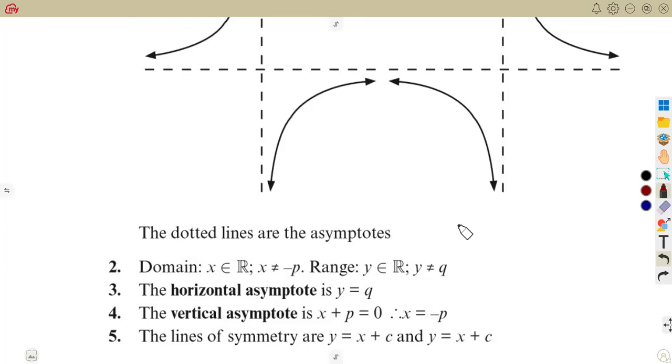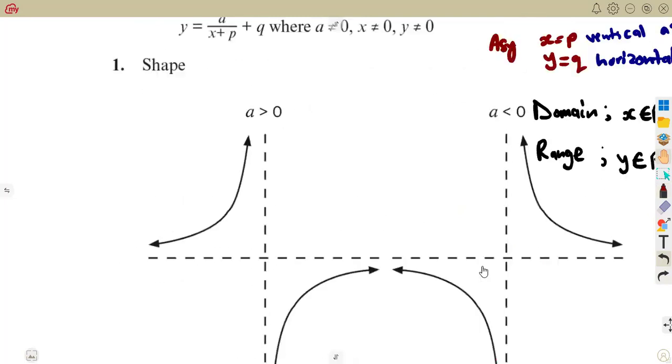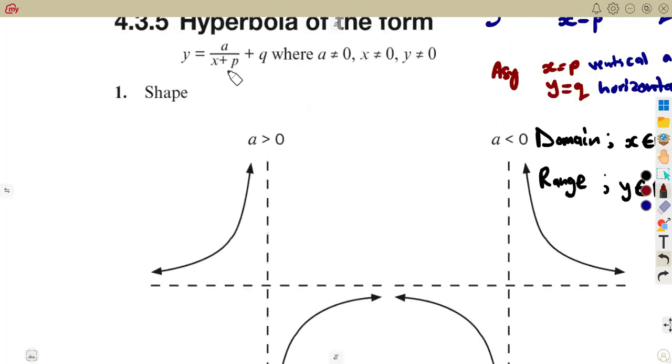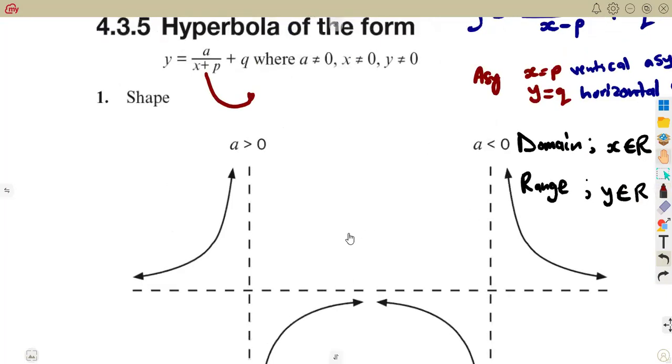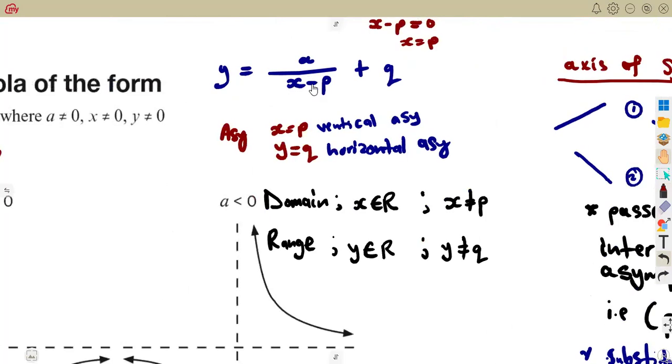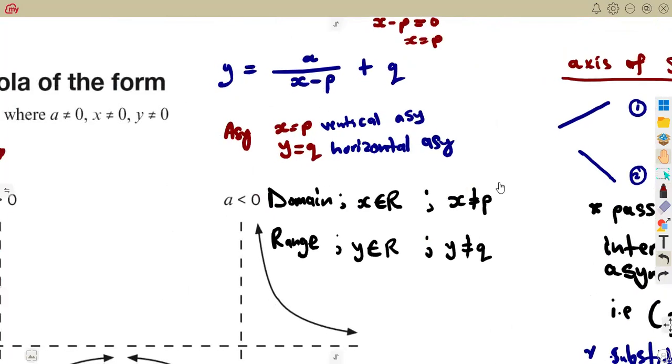When they refer to it like this, it means you'll be having your x's as x, the asymptote as x is equal to minus p, y is equal to q. When you are given the formula with a positive here, it changes to a negative. When you are given the formula with a negative, it changes to a positive. So guys, be careful there.